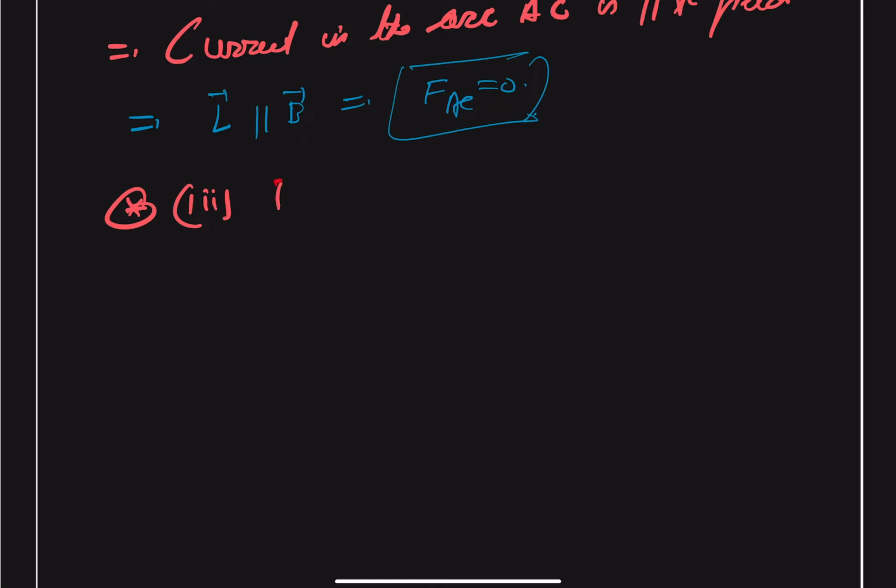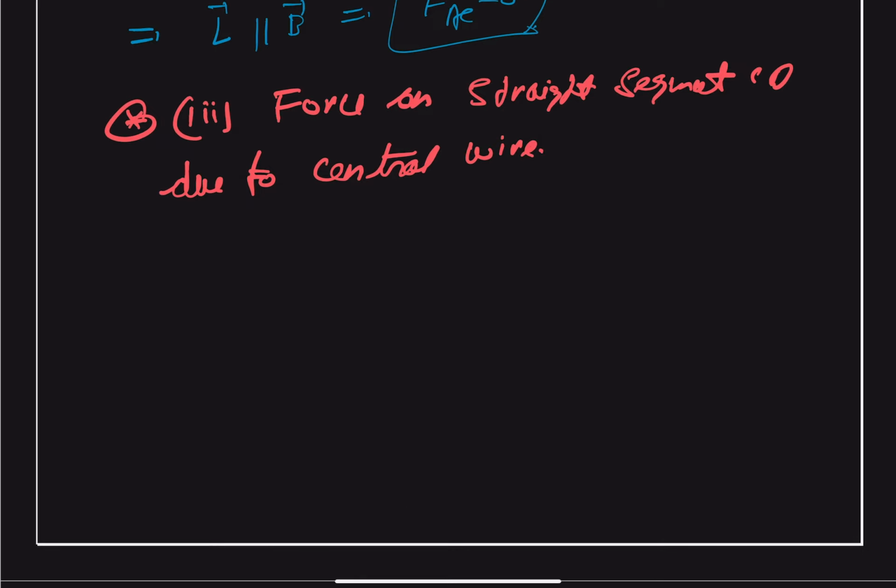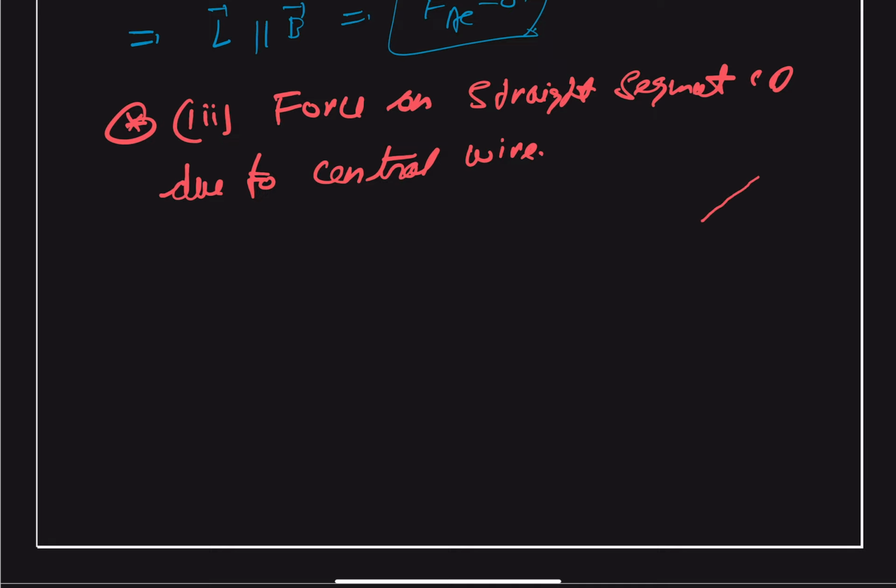Third part is the force on straight segment CD due to the central wire. So the CD is somewhere like this. This is our C and D, and we have this center, and the wire is vertical. The inner distance of C is the inner radius R1, and the outer distance from the center is our outer radius, that is R2.